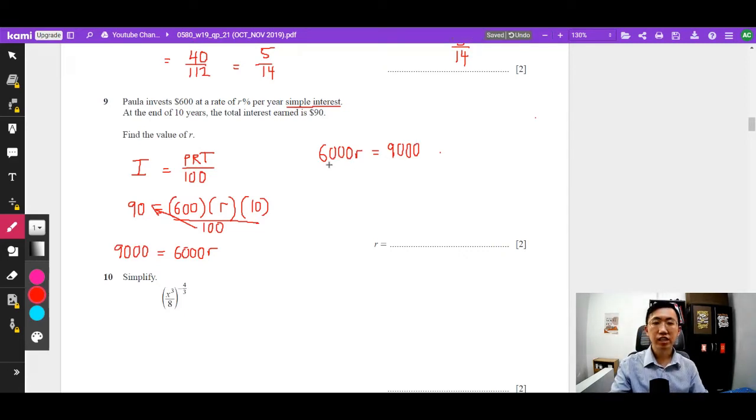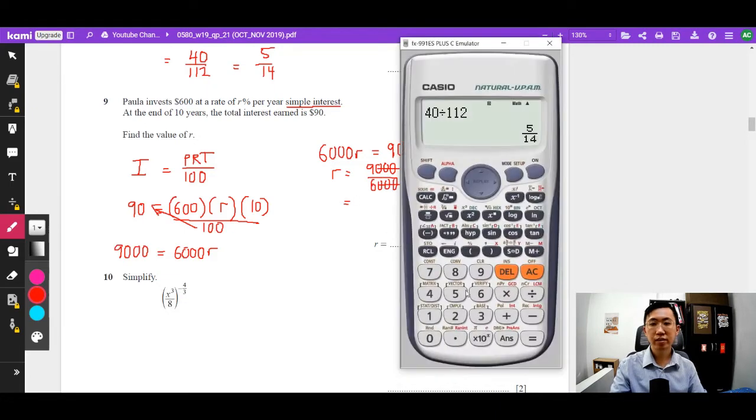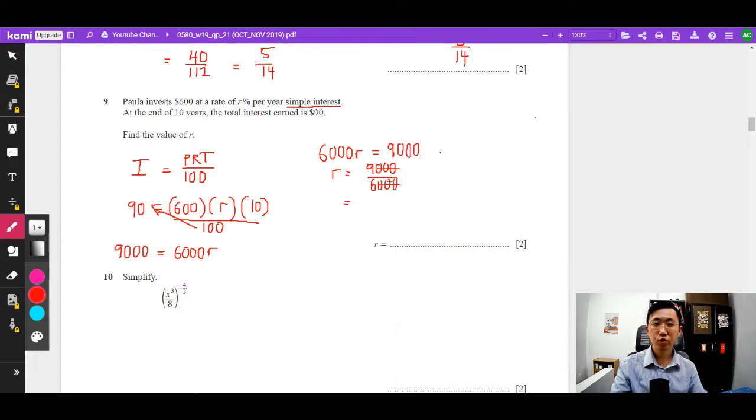Finally, I want you to divide by 6,000. Side by side, move towards the other side. So divided by 6,000, and you can use calculator. Let's do that. 9 divided by 6. What is this? Okay, 1.5. So we are going to write 1.5 and fill up this. So that's how you do question 9, simple interest.